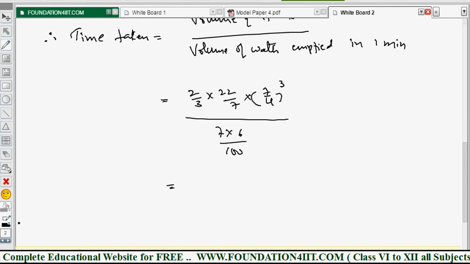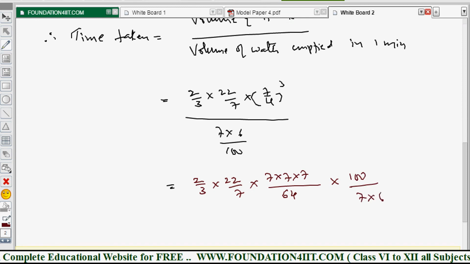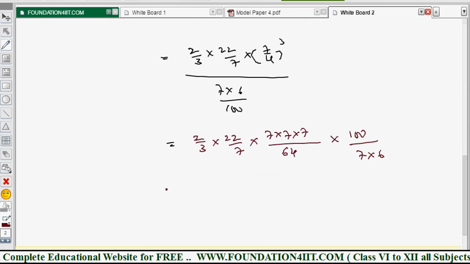So it's simple. Now expand everything. That is 2 by 3 into 22 by 7 into 7 cube, so 7 into 7 into 7 by 4 cube. 4 into 4 into 4 is 64. Then divided by 7 into 6 by 100. If you take the reciprocal, the denominator is a fraction, so you can change it: 100 by 7 into 6. Just cancel, then the rest of the numbers are the answer. So by cancelling, one 7 gets cancelled here and one more 7.